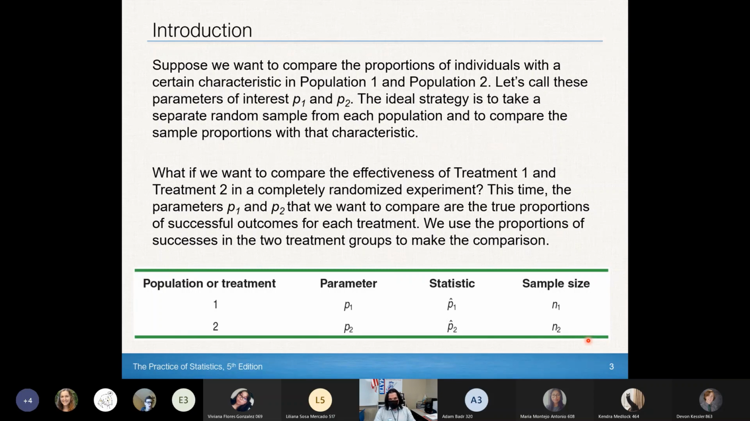You can use numbers 1 and 2. You could use letters A and B. It doesn't matter as long as you tell the reader which one goes with which population and be consistent about it. So you will need a moment to write anything down from this screen.